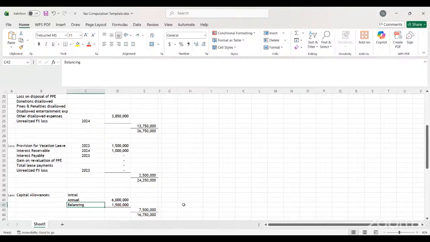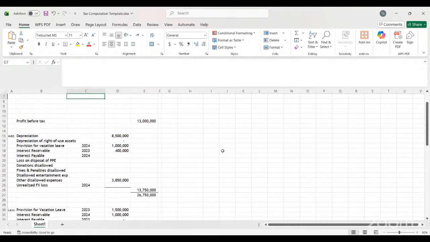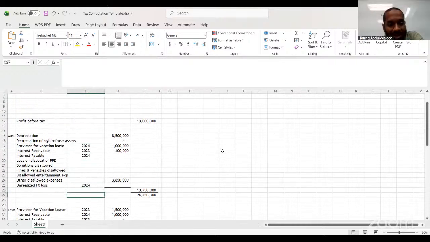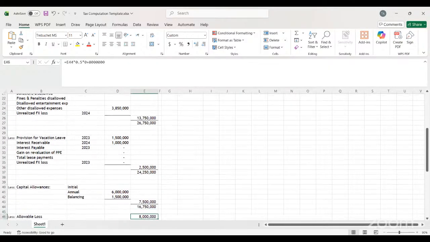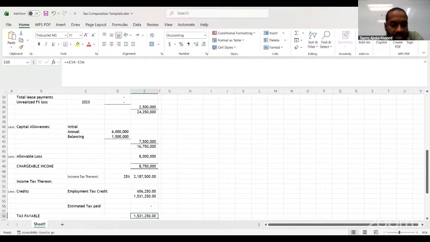How do you get 26 million? Because my adding is not giving me 26 million. Well, it's a calculator: 13 plus 13 is 26. Let me highlight this here. 13,750 plus 13 is 26,750. Just check your formulas, because I just checked mine.